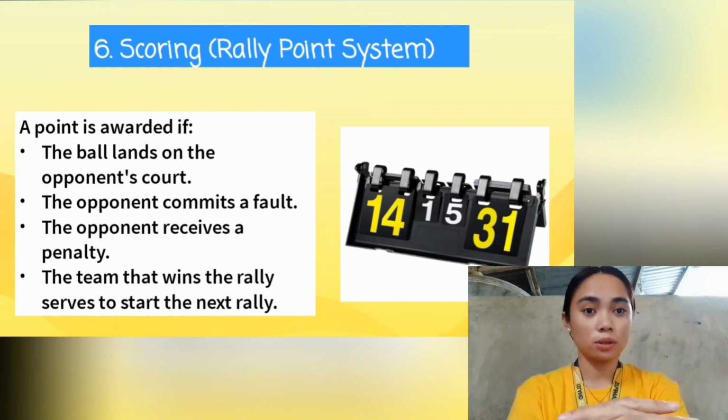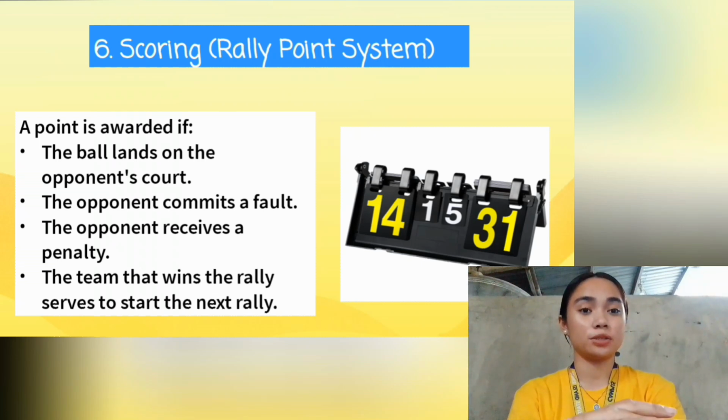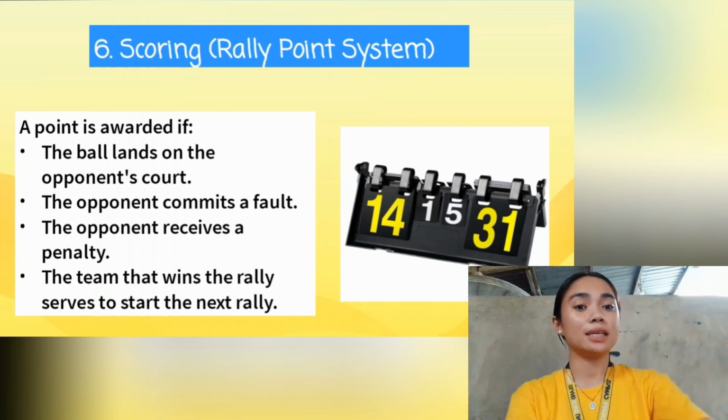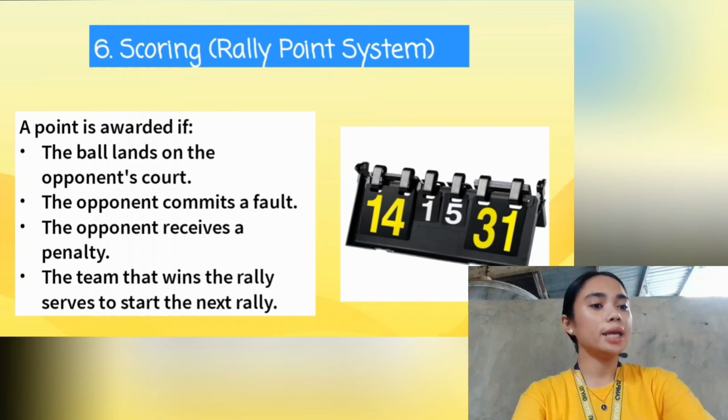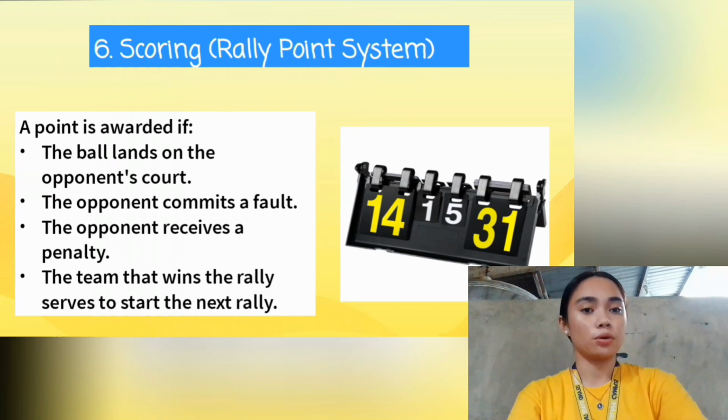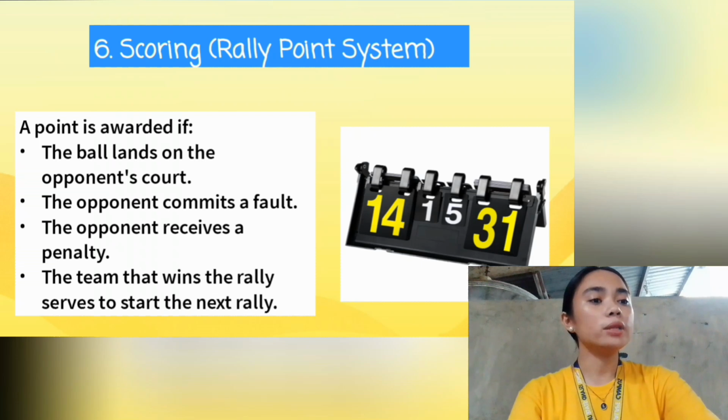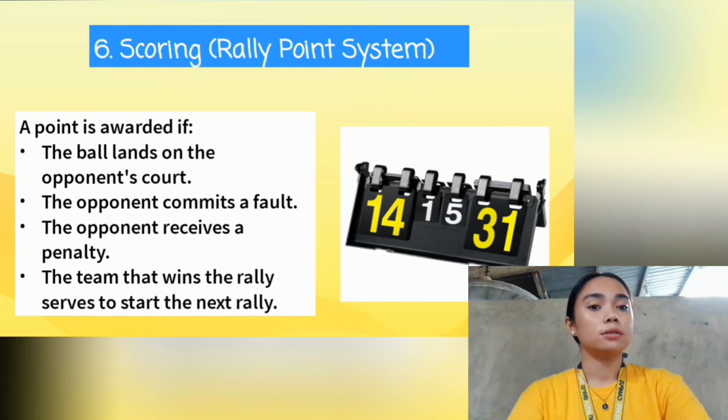So in volleyball, we have rules and regulations to be followed, especially in scoring and the rally point system. A point is awarded if, first, the ball lands on the opponent's court. So if the ball lands on the opponent's court, it is an automatic score. Second, the opponents commit a fault. Meaning, your opponent commits mistakes like an out serve, a double hit, and touching the net.